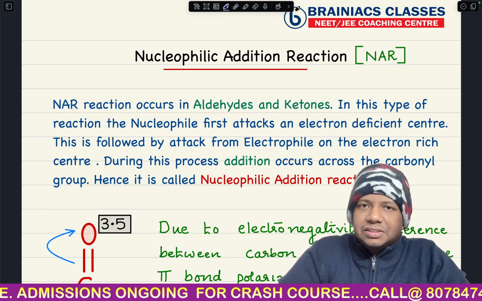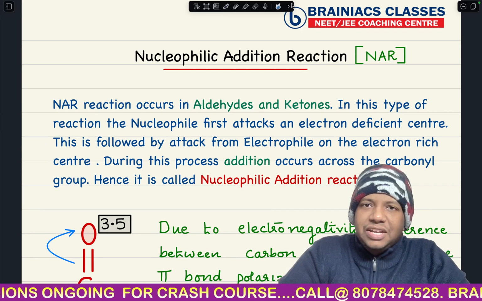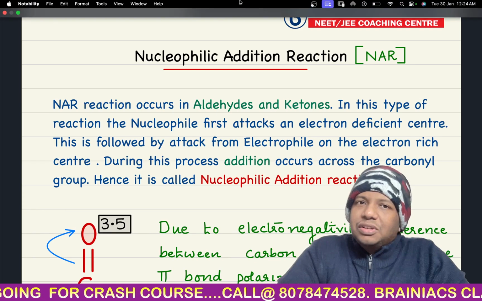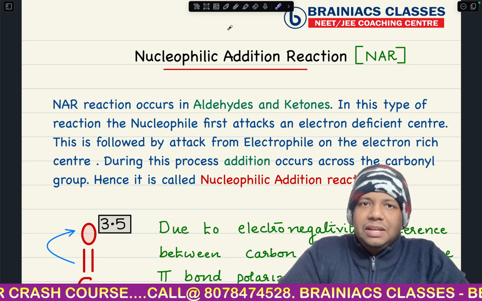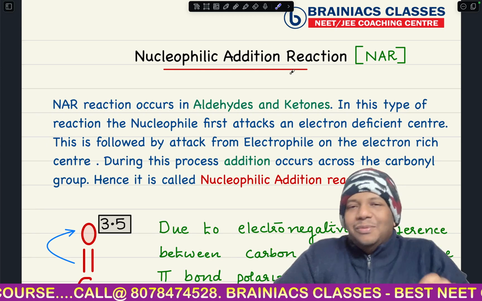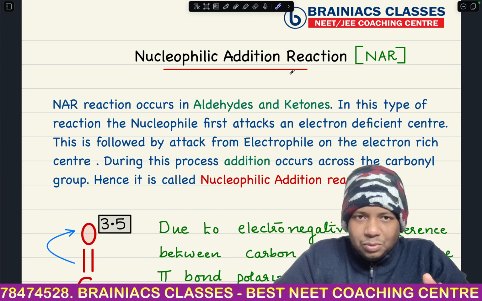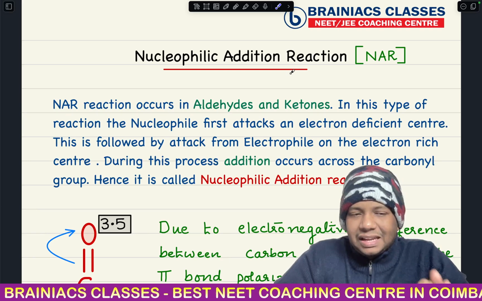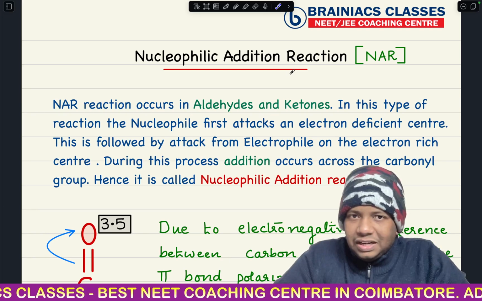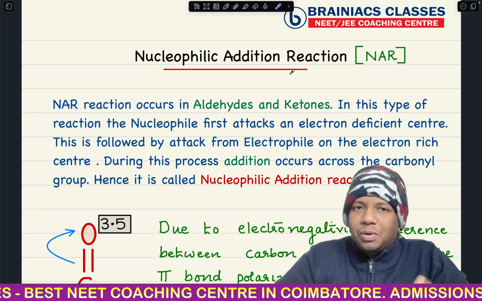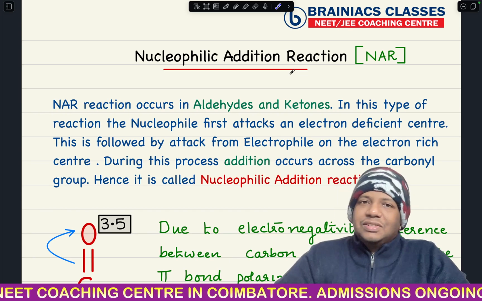So right now we are discussing addition reactions. We know that addition reactions are classified into three. What are they? One is electrophilic addition reaction. Then, if the attacking reagent is a nucleophile and it attacks first, we say it is nucleophilic addition reaction. And finally we have one more, that is free radical addition reaction.